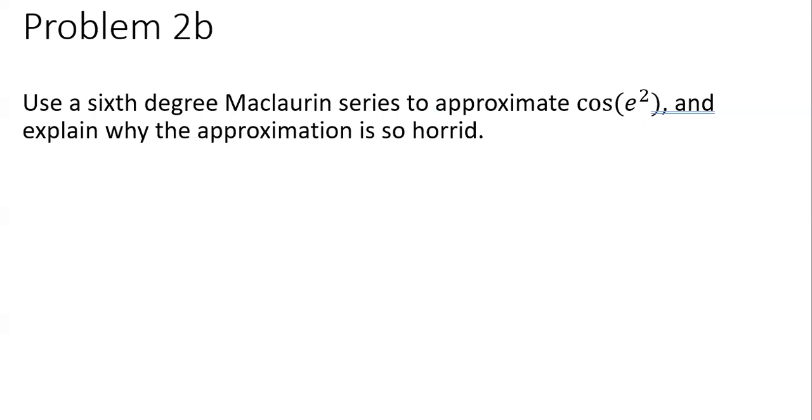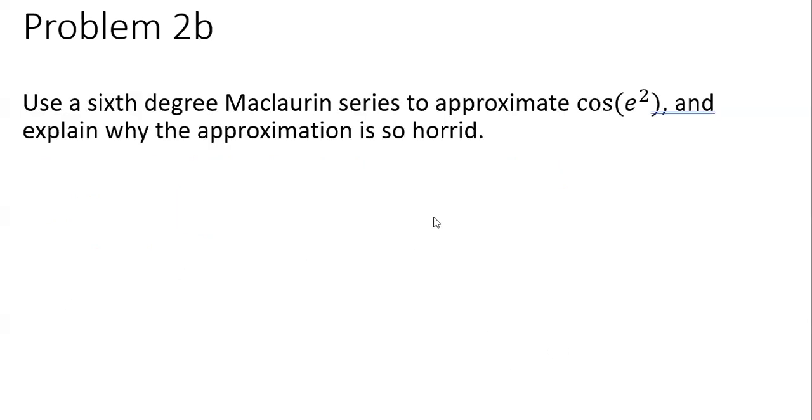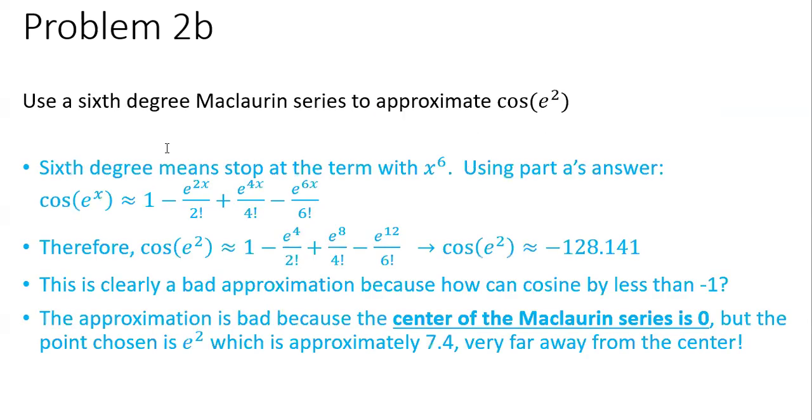Okay. We're going to use our answer in part A, this Maclaurin series of cosine of e to the x, to help with part B, because we're asked for cosine of e squared, approximated. So 6 degree means we're going to stop at the x to the 6 term. This is the 6-degree term. That's why it's called 6 degree. So using part A's answer, cosine of e to the x, we're going to approximate it with just this. We cut off at the 6-degree term.